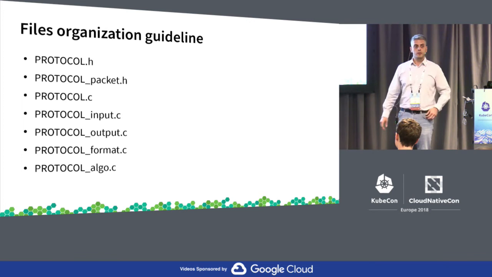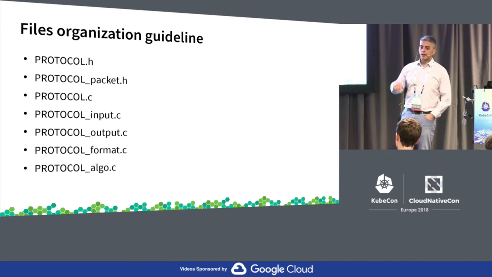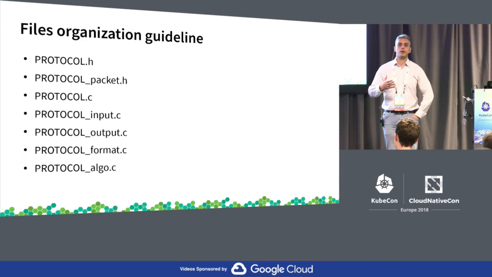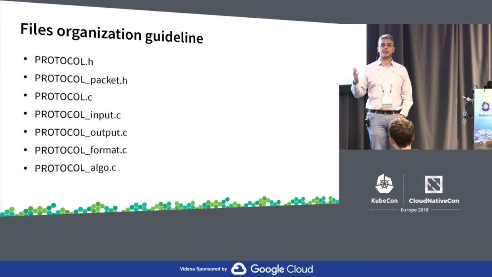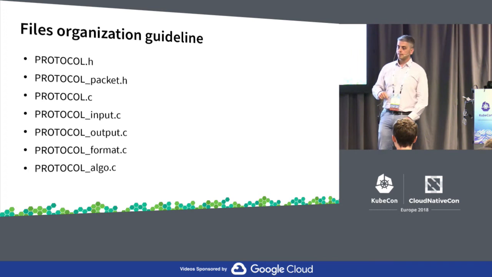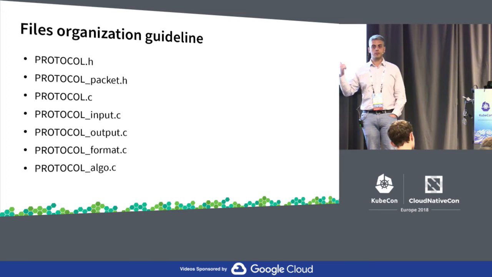We have a protocol _packet.h. In this file, if you look it up in the repo, you'll see that all the possible messages for HTTP, but also for TCP, are defined. So it's where you find the RFC data structures. Then we have a protocol.c, which is where, for example, the data structure that I showed you is going to be defined, allocated, and where all those function pointers are going to be declared and defined.